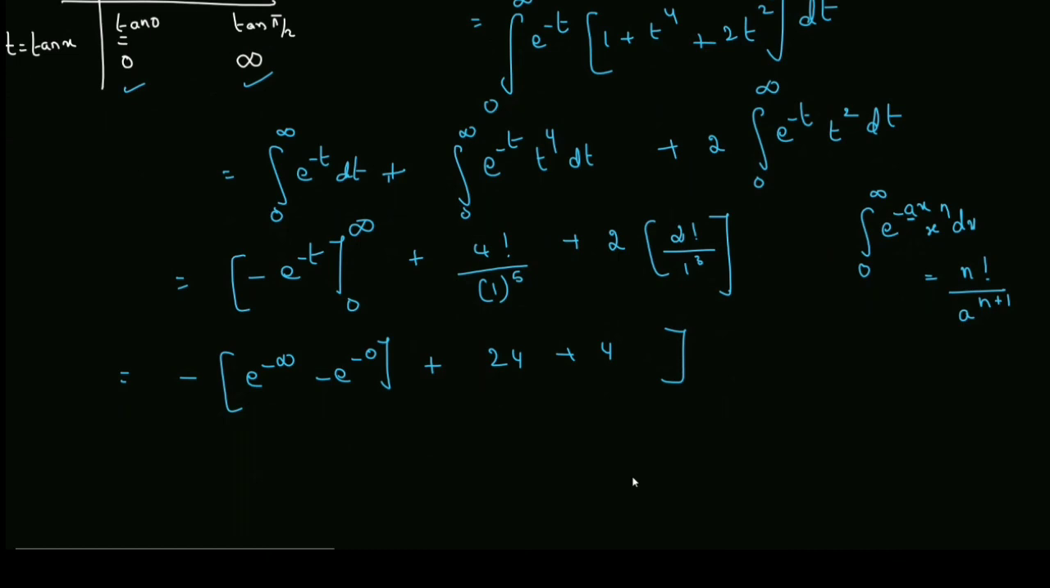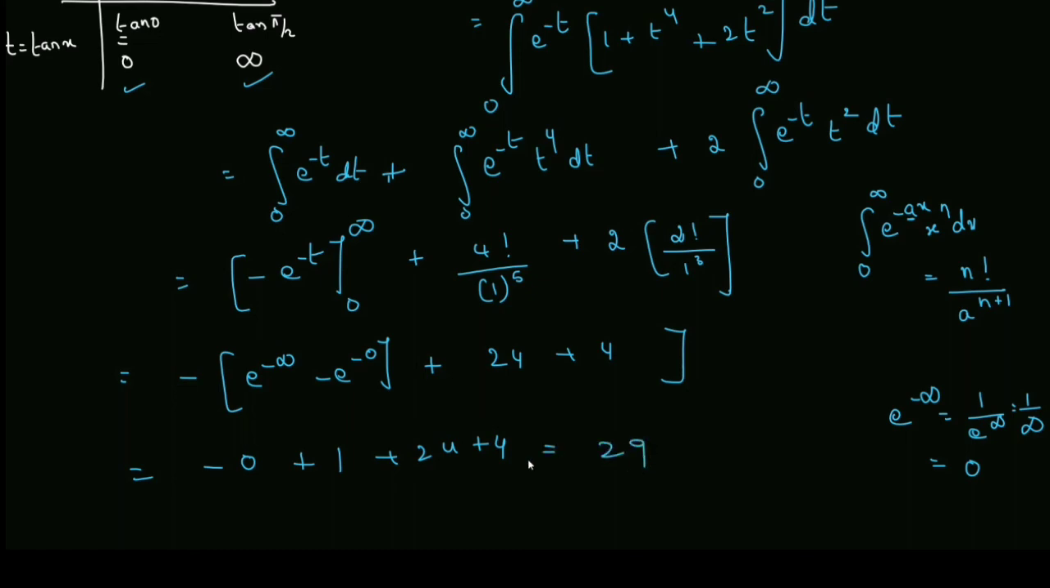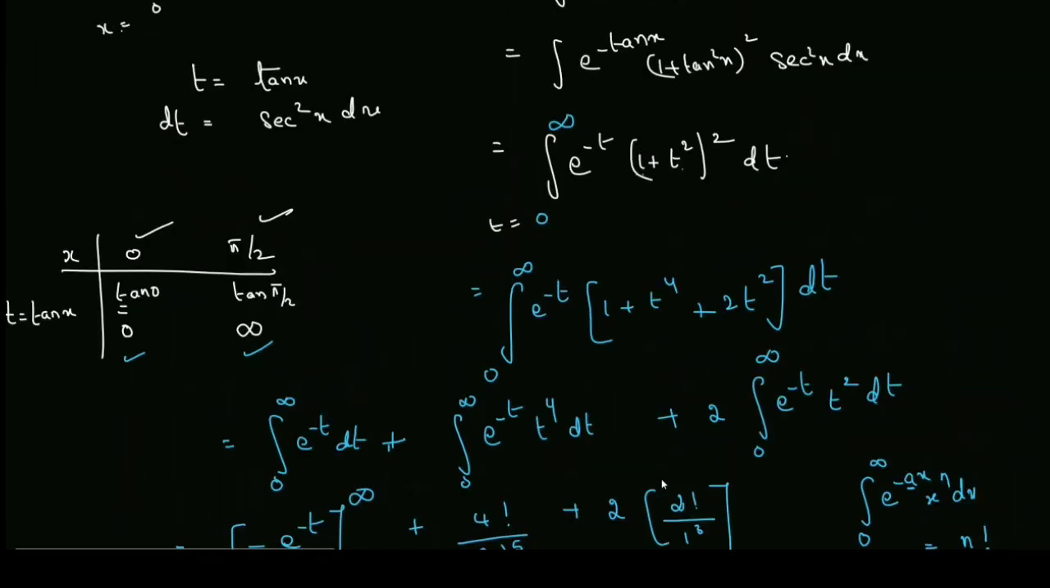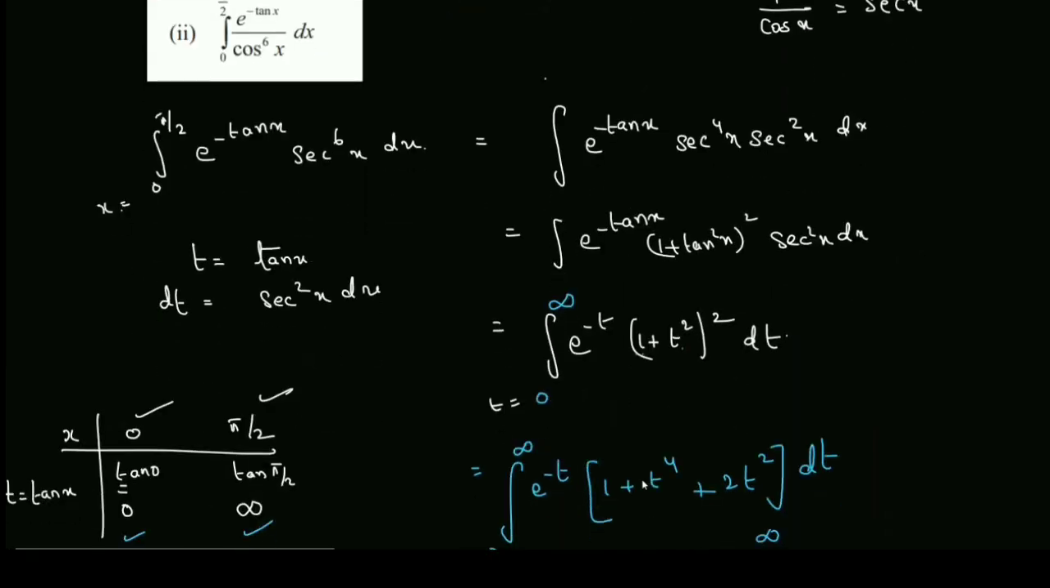E power minus infinity is 1 by infinity, that is equal to 0. So this is minus 0, minus into minus plus, e power minus 0, e power 0 is 1. Plus 24 plus 4, that is equal to 29. So that is the answer. So go through the sum again. You have just substituted for tan x as t.